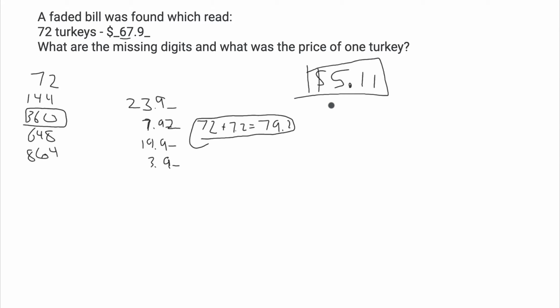So we can check that works. $5.11 times 72 turkeys will give you $367.92, which will in fact work. With that, the missing digits are 3 and 2.